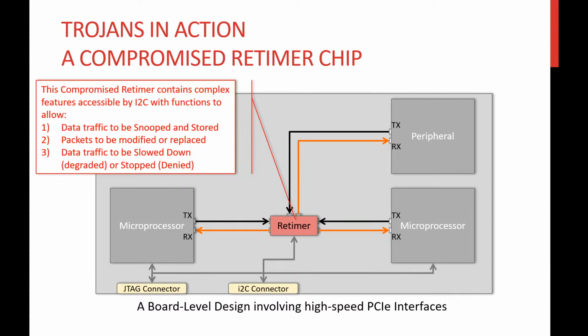So here's part one. The compromised device in this design is a retimer with a Trojan on the PCIe high-speed lane. Since the retimer needs to receive data from multiple sources and transmit that data to multiple sinks, endpoints, it sees all data traffic passing between these chips.